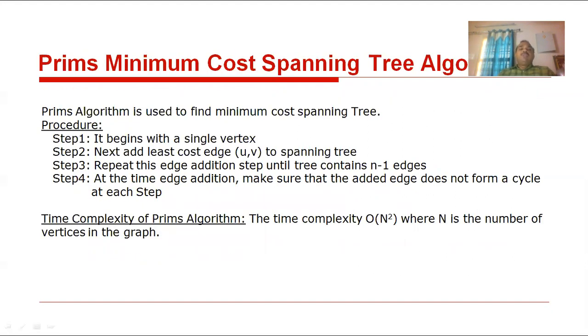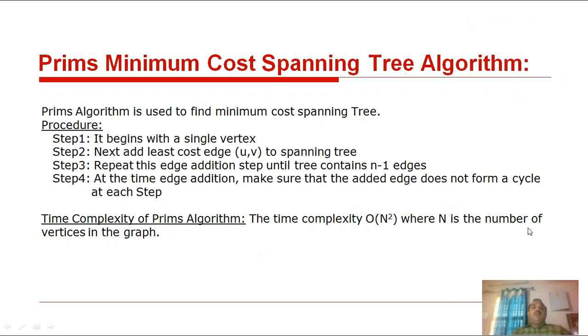The first one is Prim's minimum cost spanning tree algorithm. Prim's algorithm is used to find a minimum cost spanning tree. Clear, all of you? So then what is the first step?